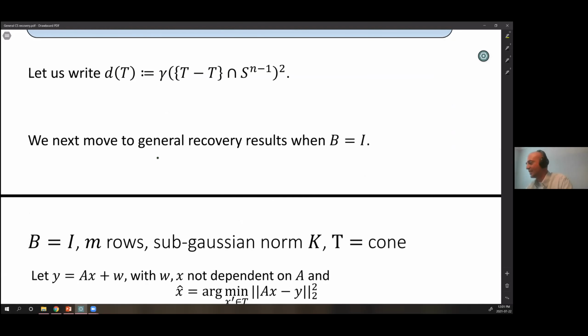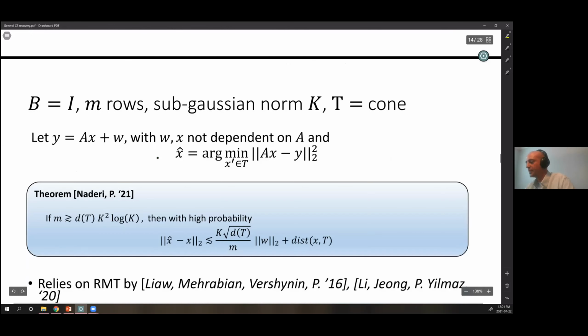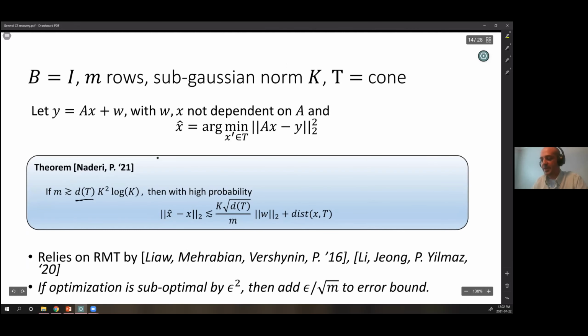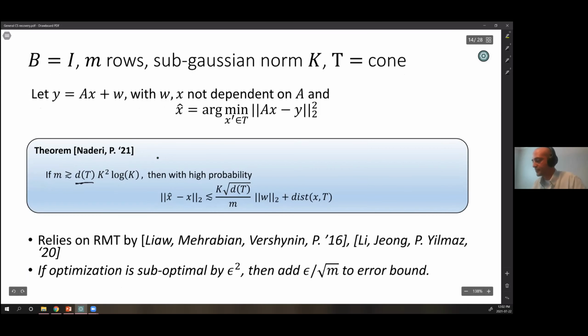Okay, so let's move to B as the identity and look at what we get. We're going to, again, consider a version of least squares, restricted least squares, restricted to this set. And it's just as in the subspace case with a Gaussian matrix, except we replace the dimension of the subspace by this d(T). Here, there's this dependence on the sub-Gaussian norm k of the matrix. If the matrix had been Gaussian, we could remove this. But to generalize, we have this k squared log k dependence. And in fact, that turns out to be optimal in a sense. That took a bit of work. And previous results had something like k to the fourth or even k to the sixth there. And even this log factor is optimal.